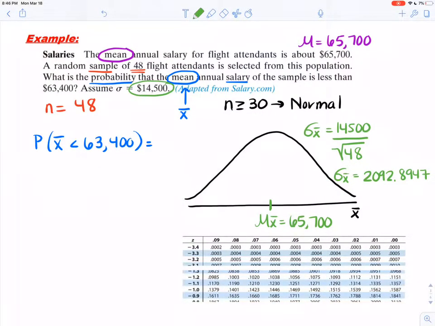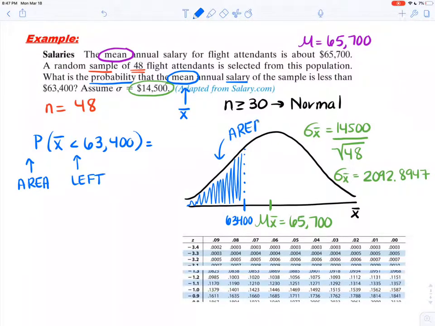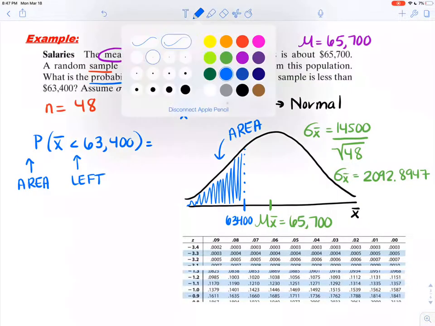All right, so if I want to get an idea of what I'm looking for, I'm asked to look at a sample mean of $63,400. So that's going to be somewhere here below center, less than 65,700. I know that probability means I'm looking for the area under the curve, and probability less than corresponds to an area to the left. So the area of this shaded region right here is what I need to find to get the corresponding probability.